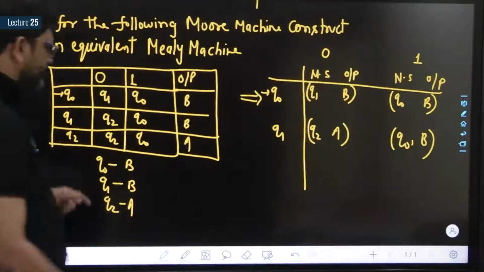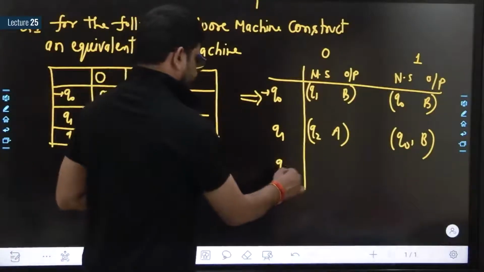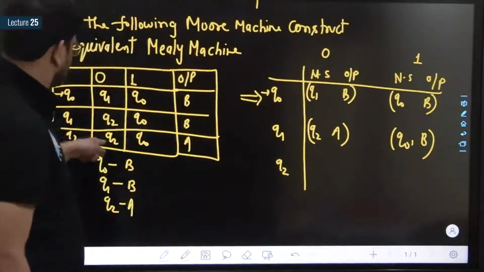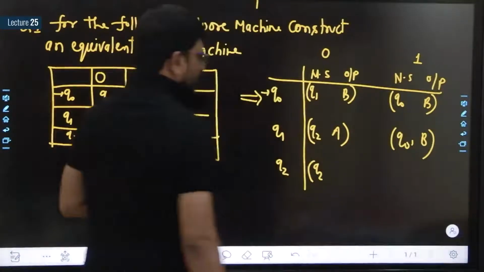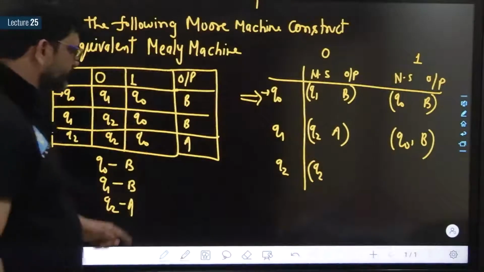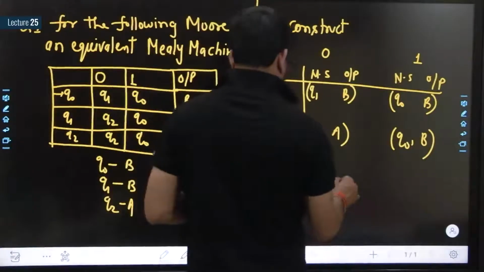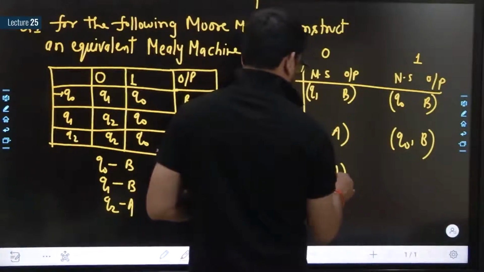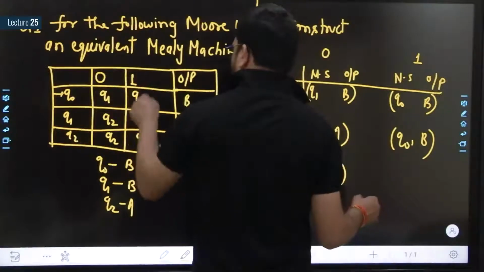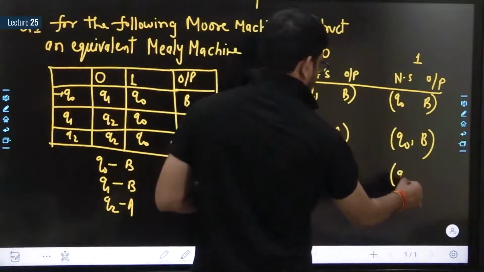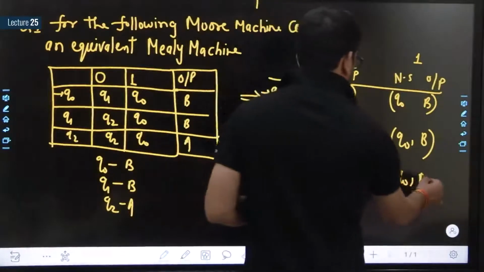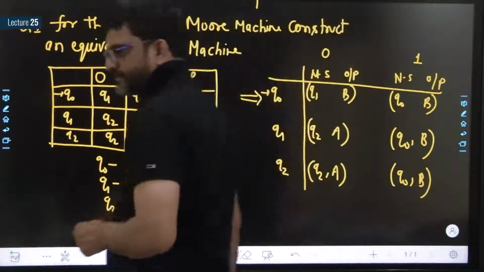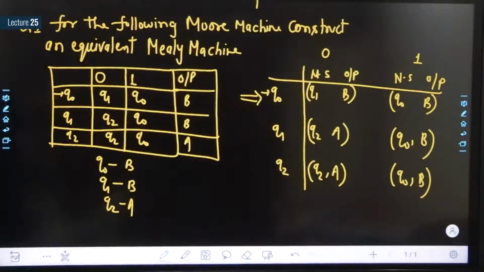See next state Q2. Q2 on 0, Q2. The output associated with Q2 is A. Q2 on 1, Q0. The output associated with Q0 is B. This is the equivalent Mealy machine.